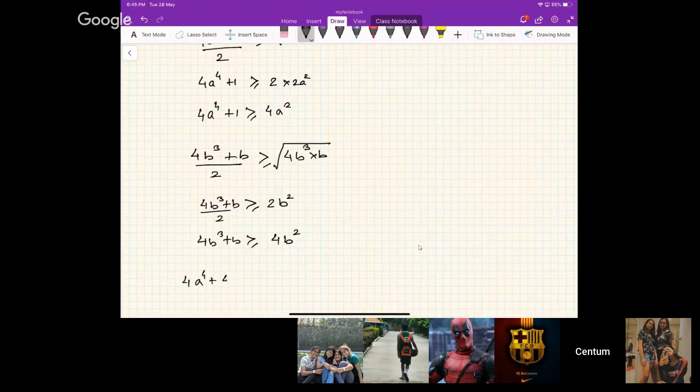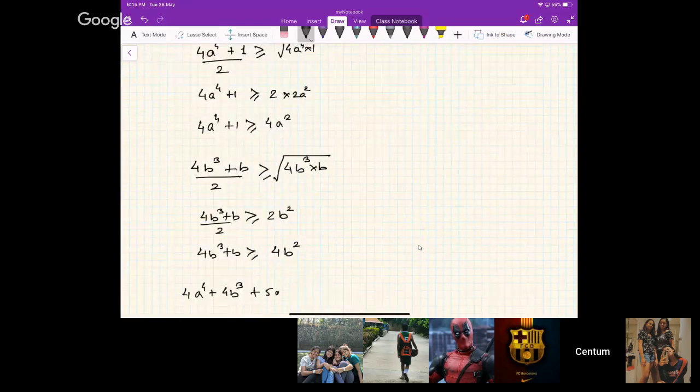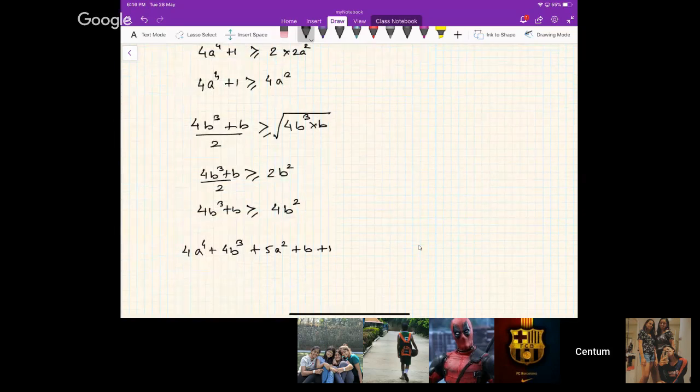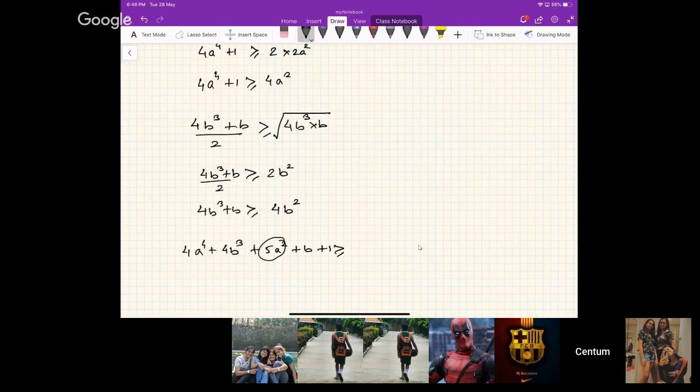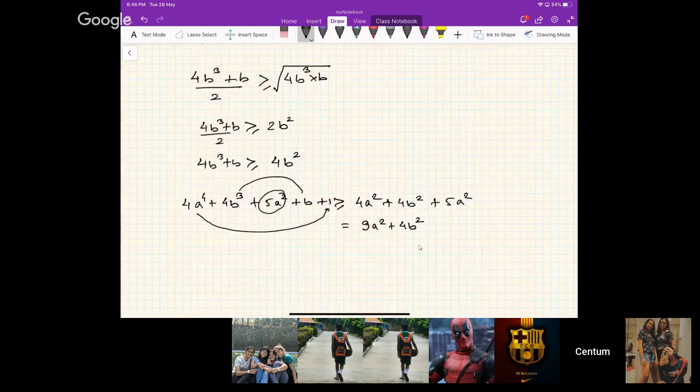So that means the given expression, 4a to the power 4 plus 4b cube plus 5a square plus b plus 1, can be written as greater than or equal to the following. Now if you club these, there is 5a square here. So this is greater than or equal to 4a square, and 4b cube plus b is greater than or equal to 4b square, and 5a square is left alone. So hence this is equal to 9a square plus 4b square, isn't it?